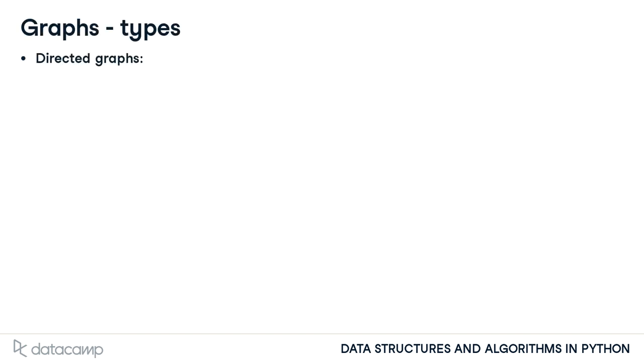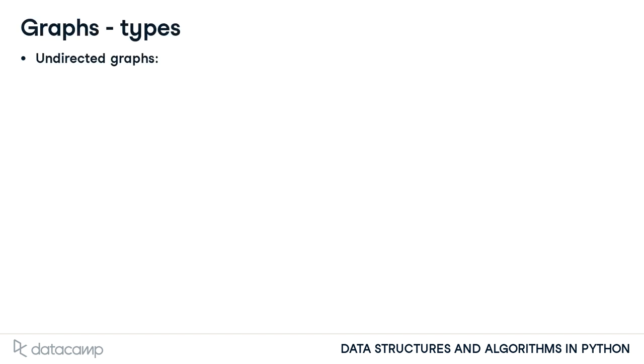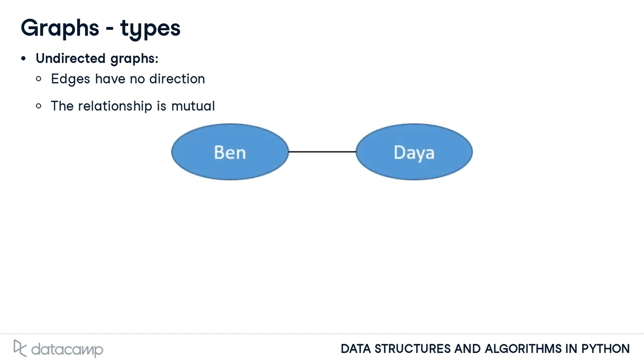Graphs can be directed when they have one specific direction. For example, in this social network, David follows Martin, but Martin doesn't follow David. Graphs can also be undirected when their edges have no direction. In this case, we assume the relationship is mutual. For example, we can model the friendship between Ben and Daya with undirected links, assuming that both are friends.